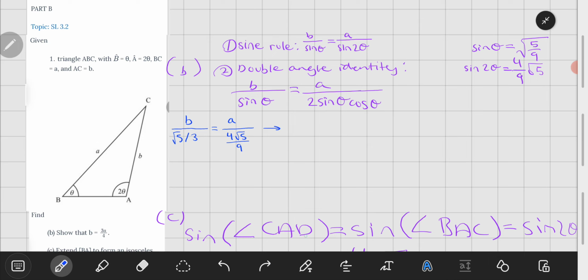Then when we simplify by cross multiplying our denominators, we get 4 root 5 over 9 b is equal to root 5 over 3 a, and then since both sides have root 5, we can actually cancel that out so that we get 4 over 9 b is equal to 1 over 3 a, and if we isolate for b, we find that we get b is equal to 9 over 3 times 1 over 4 a, which is just 3 over 4 a, and that's our answer for that question.